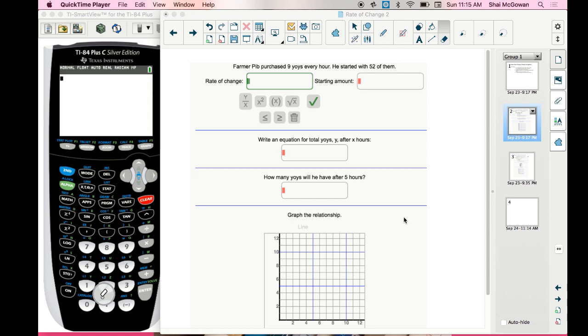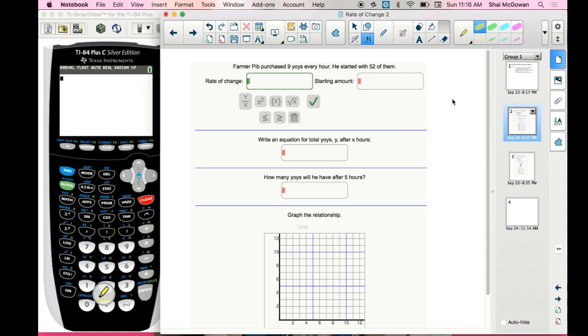So let's look and see what it is that we are given. Reading this again, it says he purchased 9 yoys every hour and he started with 52 of them. If we look at our problems, it says rate of change and starting amount. He started with 52, so that's your starting amount. So you're going to put a 52 here. Rate of change: he's purchasing 9 every hour, so every hour he gets 9 more. By doing 9 an hour, that is your rate of change. So we're going to put a 9 there.